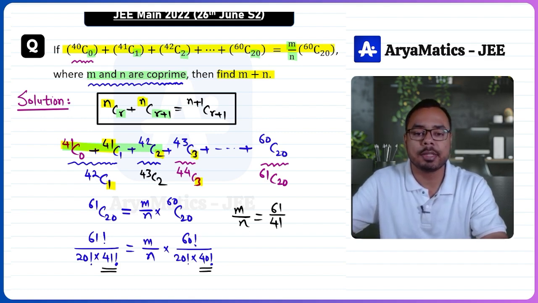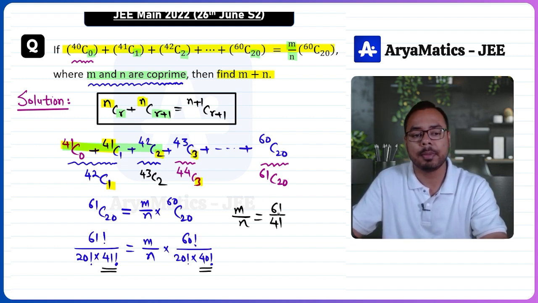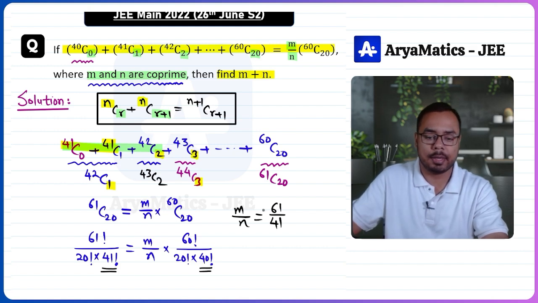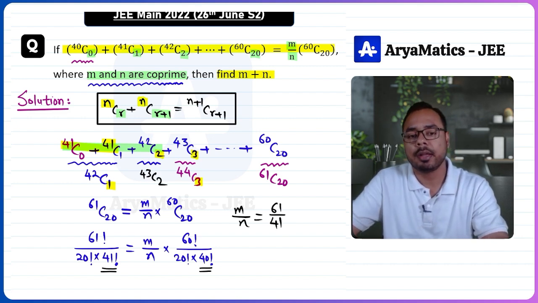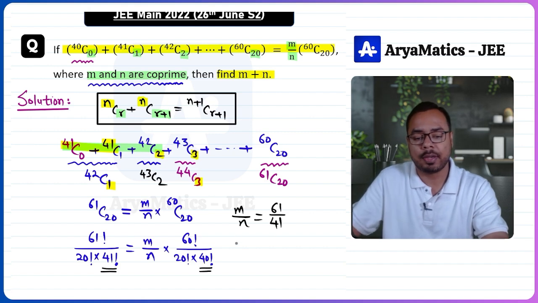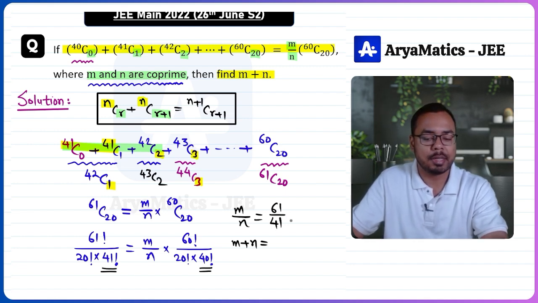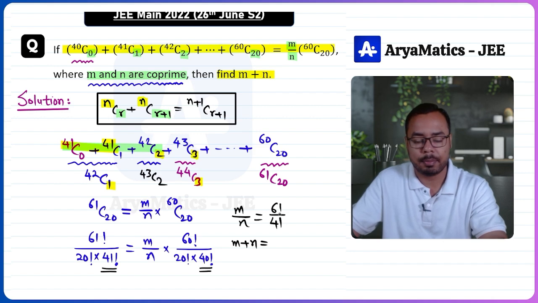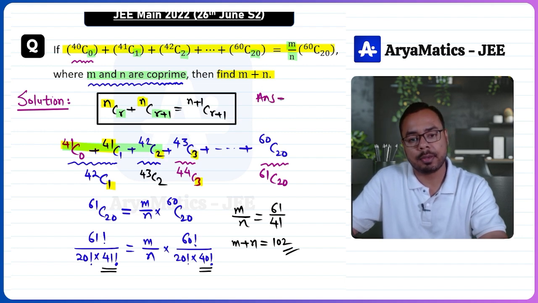As you can see, there is no common factor between 61 and 41. In fact, both of them are prime numbers. So m and n, 61 and 41, are co-prime or relatively prime, or their HCF is 1. Now the problem was to find m plus n. Clearly m will be 61 in smallest form, the fraction 61 by 41. Now m is 61 and n is 41. The sum of these two will become 102. So that is the correct answer for this problem.